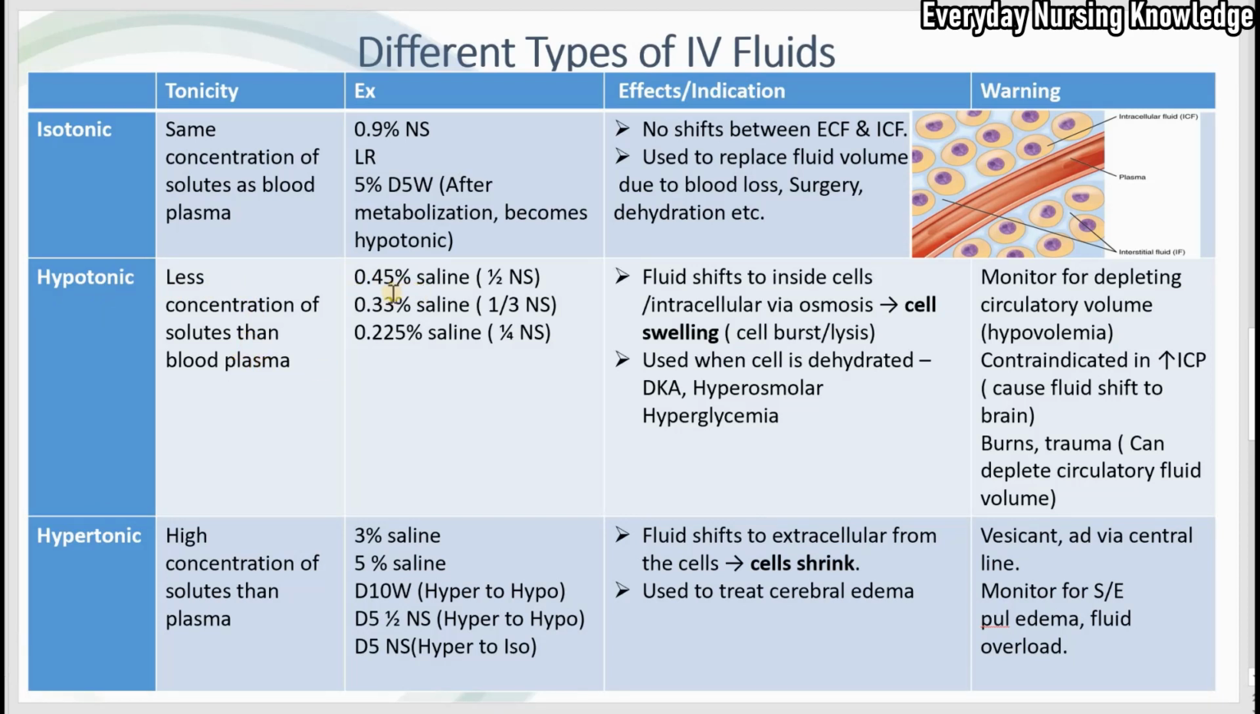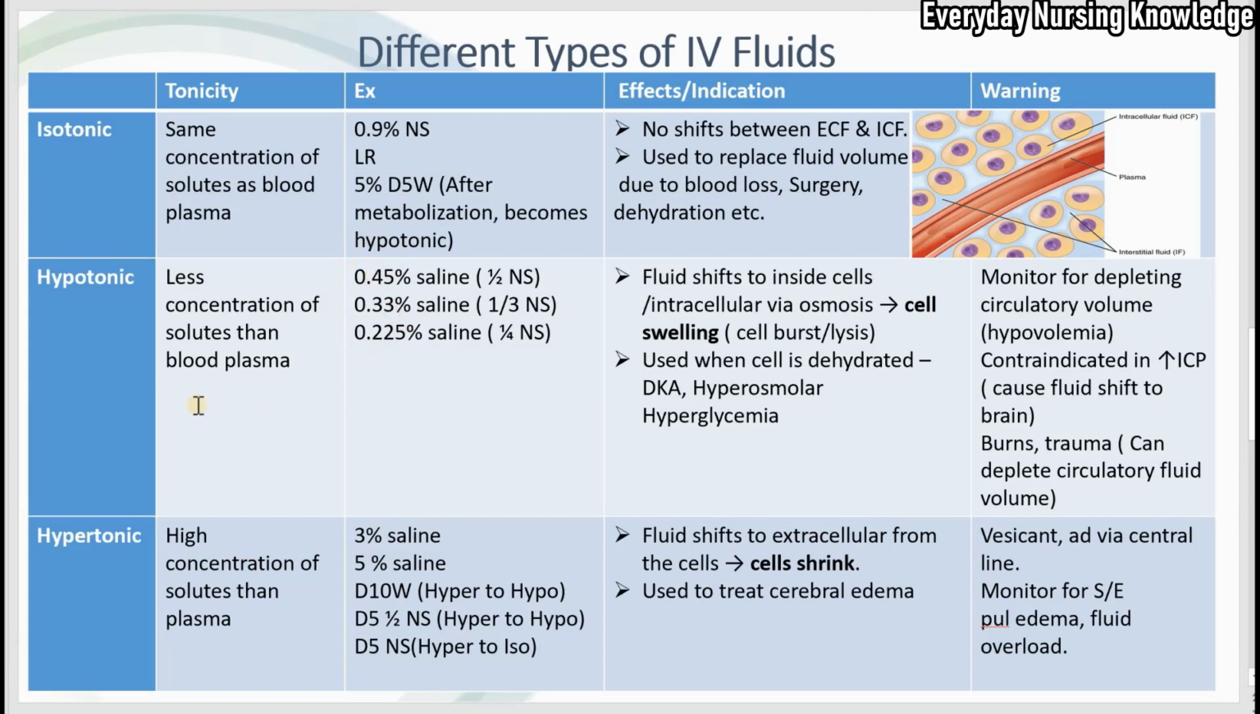So a few examples are 0.45% saline, that is half NS, 0.33% saline, that is 1/3 NS, and 0.225% saline, that is 1/4 NS. And if you look, the concentration is much lesser than 0.9. That includes the hypotonic fluids.